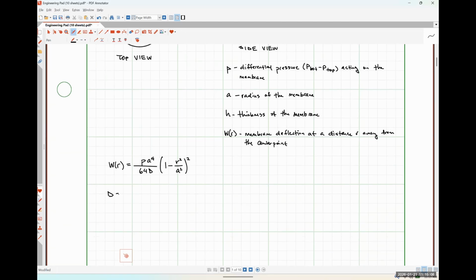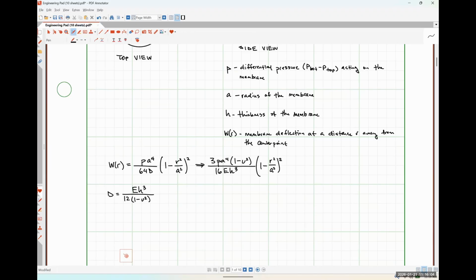If D is equal to Young's modulus times our height cubed over 12 times 1 minus Poisson's ratio squared, like so, then we can rewrite this expression as 3 times PA to the fourth power times 1 minus nu squared, all over 16 EH cubed times 1 minus R squared over A squared, squared.